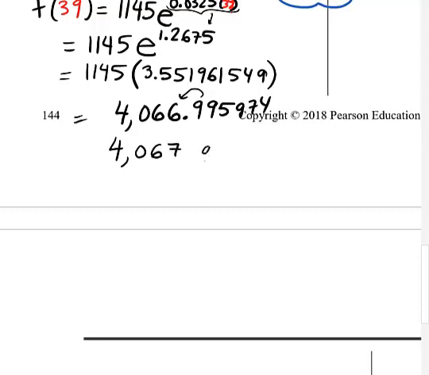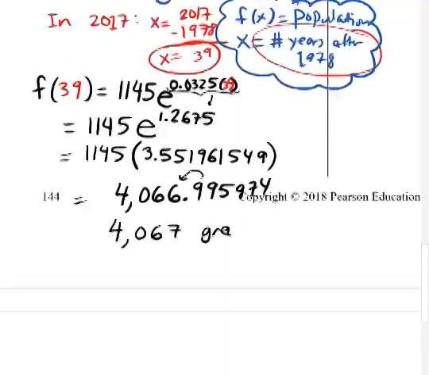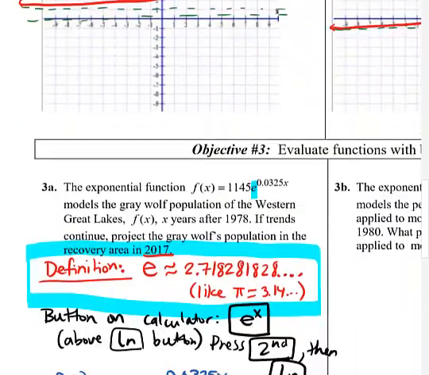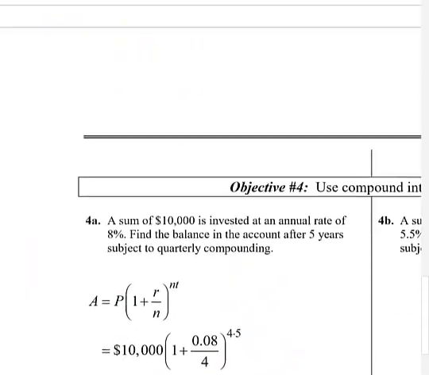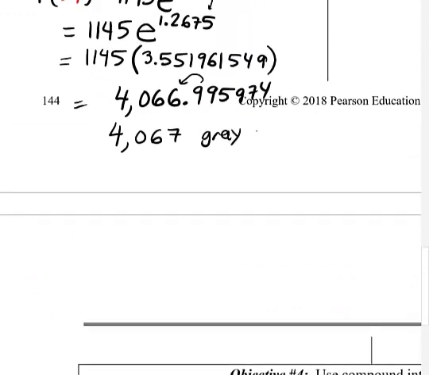So let's say, gray... Is gray spelled with an E or an A? Why do I always get that wrong? That's embarrassing. Gray... Well, it's an A, okay. Gray wolves. There we go.